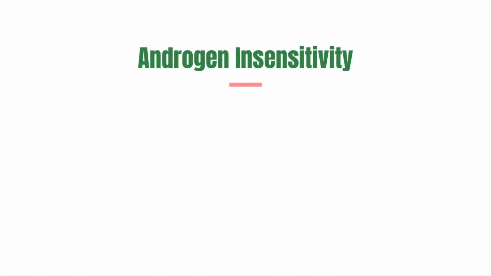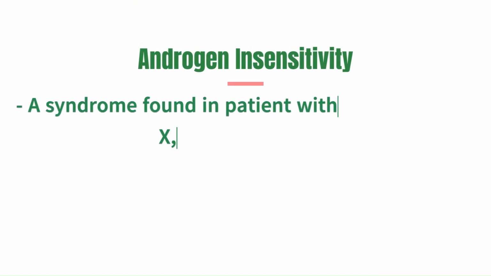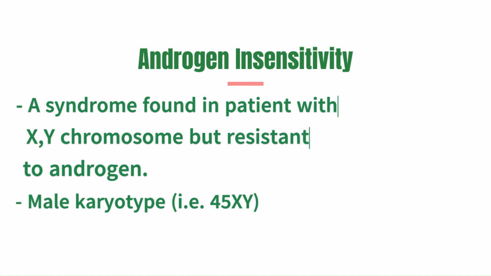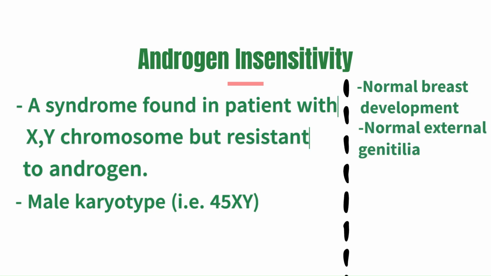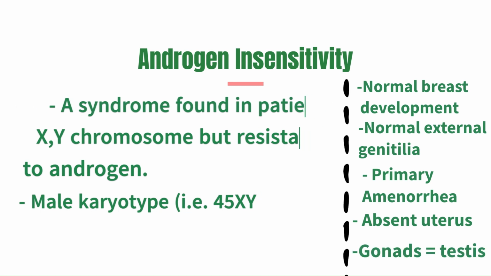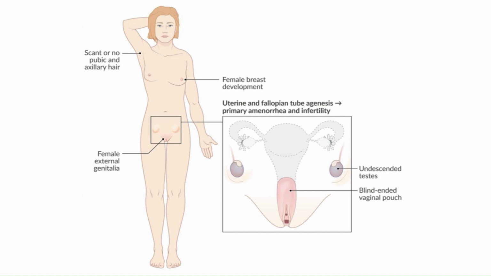Another one is androgen insensitivity. It is a syndrome found in patients with XY chromosome but resistant to androgen. It has male karyotype that is 46XY but female appearance. Presentation is female appearance with normal breast development and external genitalia, primary amenorrhea, and absent uterus. Gonads are also present, that is testes. A patient with androgen insensitivity presents with scant or no pubic and axillary hair, but has female breast development, undescended testes, uterine and fallopian tube agenesis, which leads to primary amenorrhea and infertility.